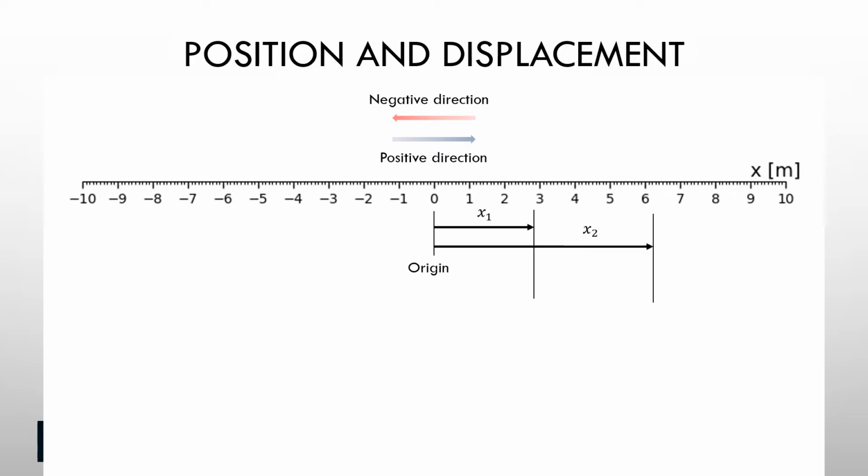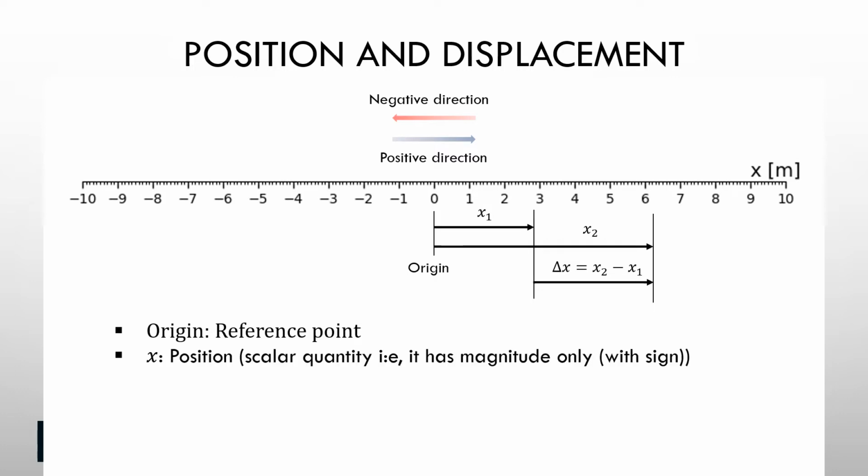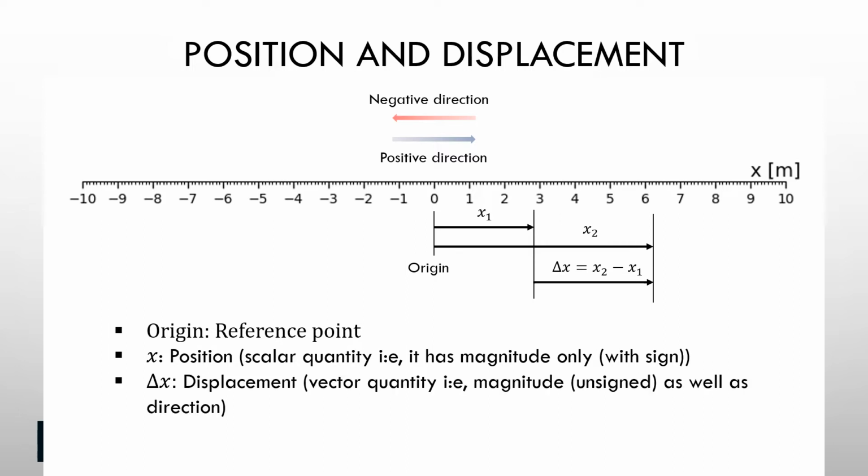Displacement from x1 to x2 is denoted by delta x, which is equal to x2 minus x1. So in this figure, origin is the reference point, x is the position, which is a scalar quantity, that means it has magnitude only. Delta x is the displacement, which is a vector quantity, that means it has magnitude as well as direction.